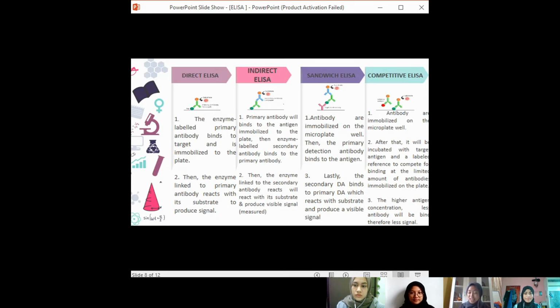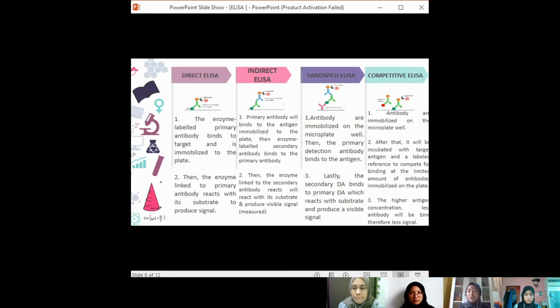For sandwich ELISA, we will be using detection antibody. The antibody is immobilized on the microplate well, then the primary detection antibody binds to the antigen. And lastly, the secondary detection antibody binds to the primary detection antibody, which reacts with substrate and produces a visible signal and can be measured too.